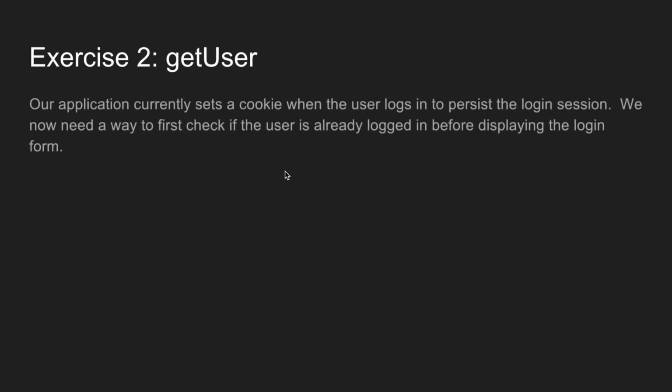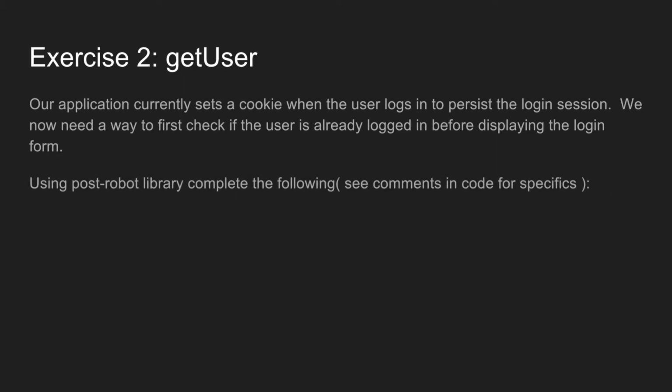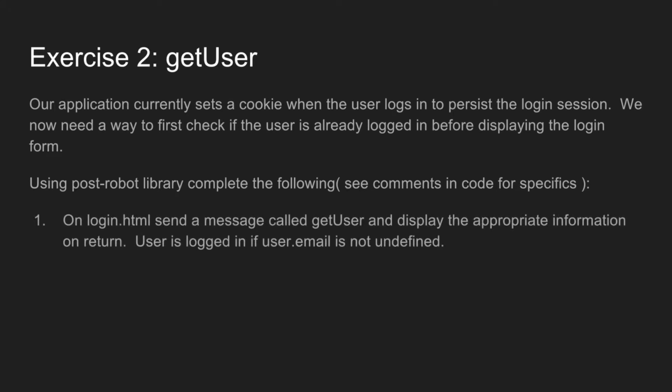Some new functionality we're going to add in. Our application currently sets a cookie when the user logs in to persist the login session. We now need a way to first check if the user is already logged in before displaying the login form. So using our postRobot library, we're going to complete the following. On the login.html, we're going to send a message called getUser and display the appropriate information on the return. If the user is logged in, then we want to display the user information in the logout button. If the user is not logged in, then we want to display the login form in the iframe.